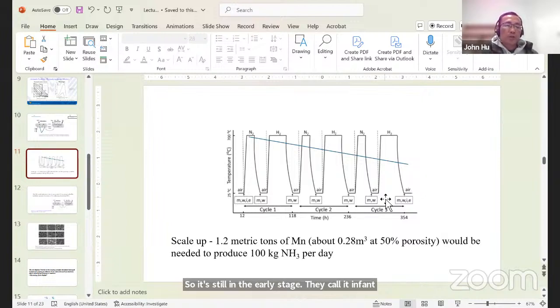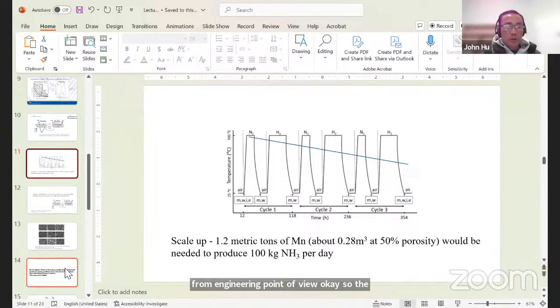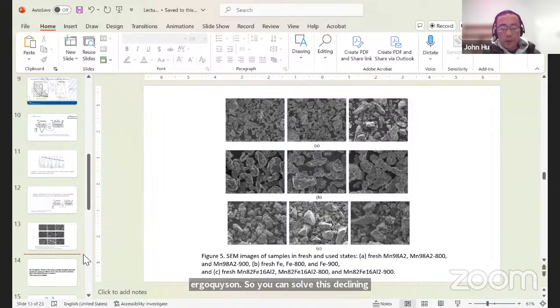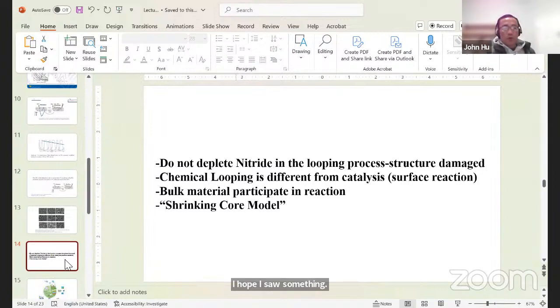So there's a lot of material science behind this, and you have to develop this. One of the reasons I can tell you, you can solve this from an engineering point of view. Okay, so very good question. So you can solve this declining issue from an engineering point of view. I hope I answered it. Okay, so read each bullet. I have 4 bullets in here.